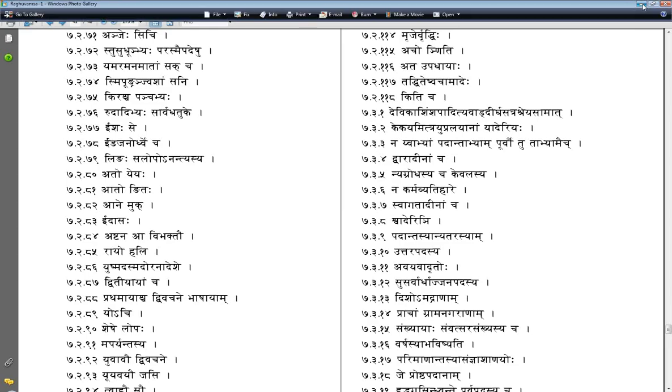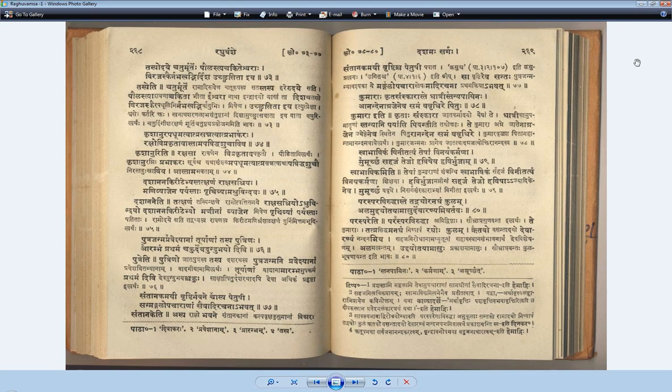Okay, so let us start. Let me start sharing my screen. So we got the Raghuvamsha document here, and let's do the Mangalacharanam.